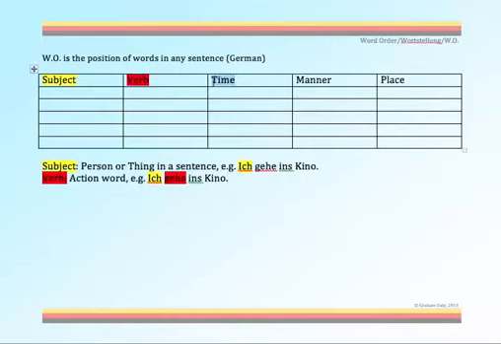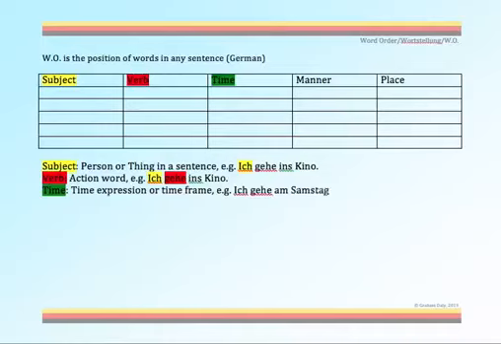The next part of a German sentence is the time. I will put that in green, and also put this down here. Now, what is the time? It is a time expression or time frame. So for example, ich gehe am Samstag ins Kino.